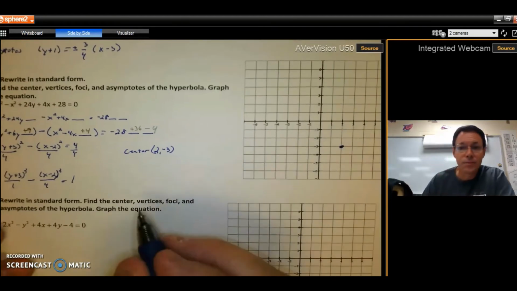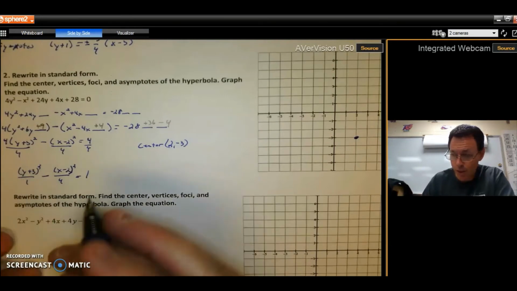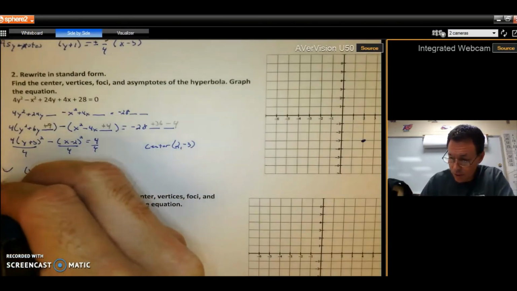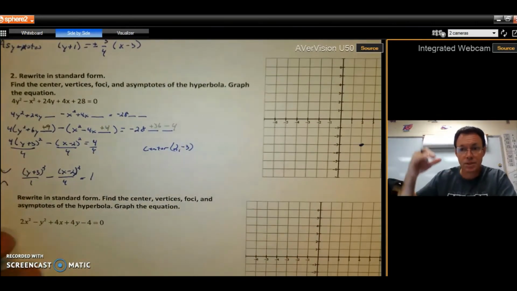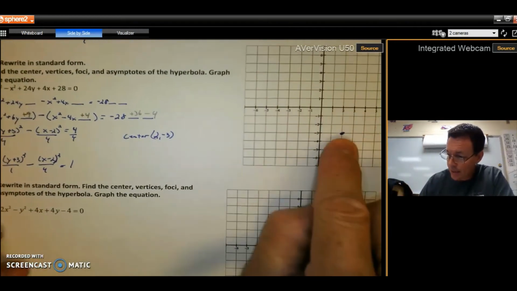Oh, before we go any further, remember, the y is the one that's being squared, so this is going to be one that goes in the y direction. It's going to go up and it's going to go down. Okay, that's going to be important. We want to get our brain going in the right way. All right, that's our center.